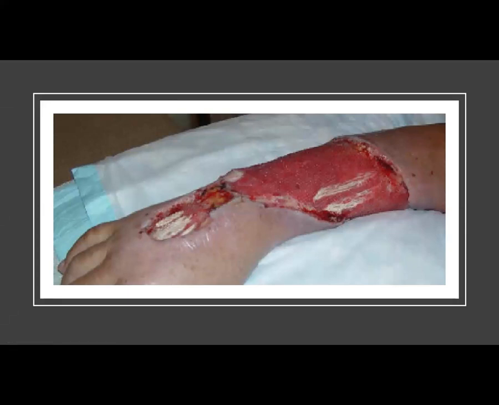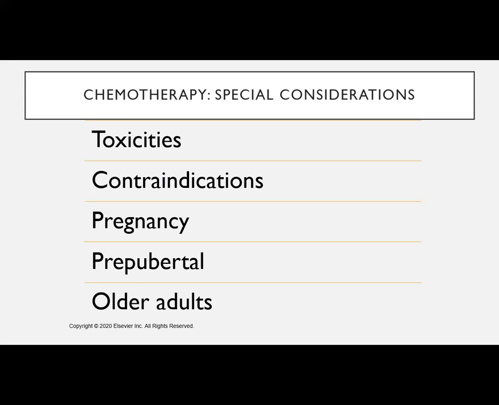This medication is not actually getting to the patient, so it's not actually helping the patient. Special considerations are toxicities, contraindications, pregnancy, and pubertal status, so are they before puberty, and older adults. These are things you just want to take into consideration. For your older adults, is it worth putting them through all the struggle of having these chemo agents? Look at it that way.